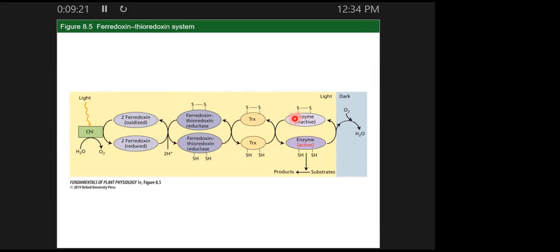And then again, where they say enzyme, they're saying that's one of the 4 enzymes that they've discovered in the Calvin cycle. So now this TRX enzyme gives it to one of those 4 enzymes, and again breaks the sulfur bond. Now it's active. So it's a short electron transfer.